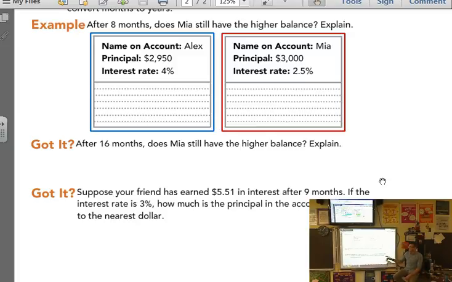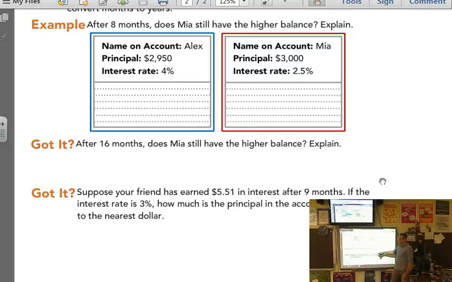Suppose your friend has earned $5.51 in 9 months with an interest rate of 3%. How much was his principal? And guys, I have different problems like this on your homework where you're looking for the purchase price when you know how much tax there was, or things like that. So now we're doing more equation solving work.